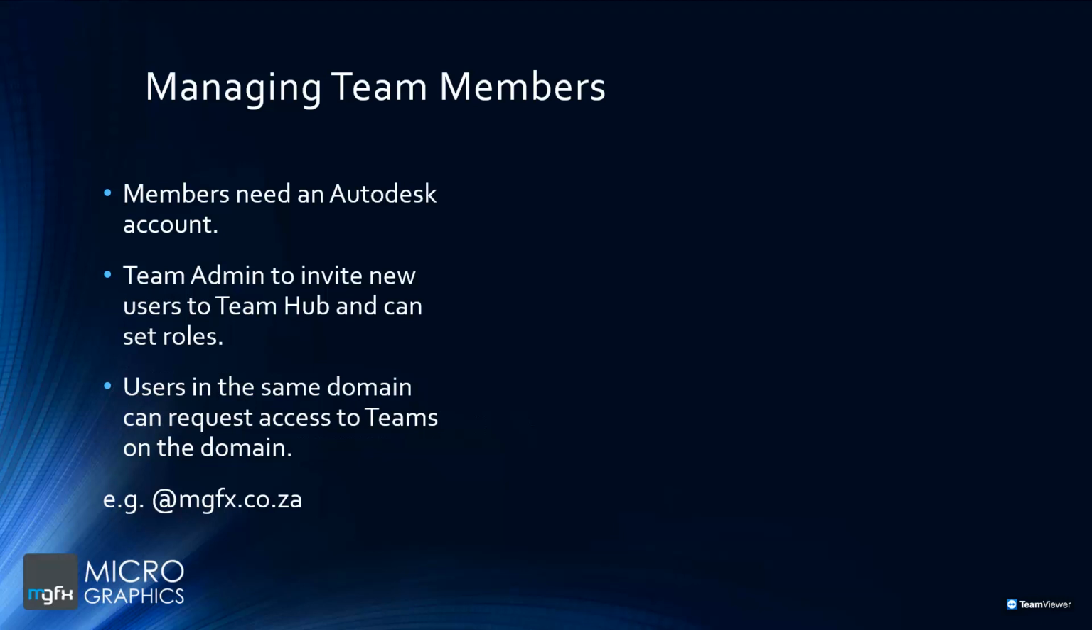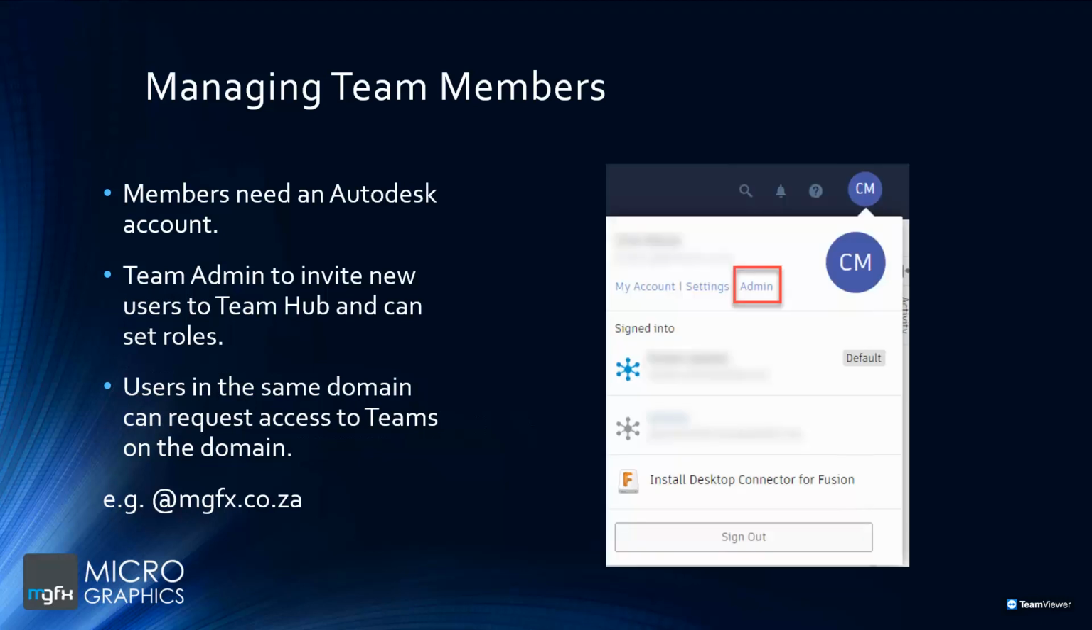So there are 3 main ways in which members can be added to a team. The first way is through the team admin inviting a member to join the team. The administrator would go to their account, click the little user icon and select admin, and they would then invite users as required.